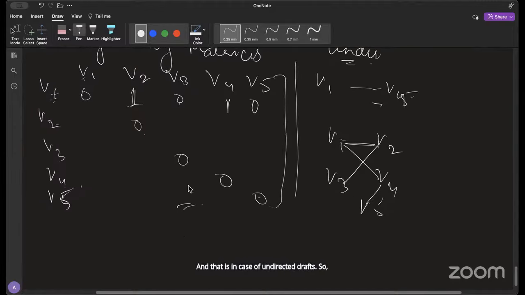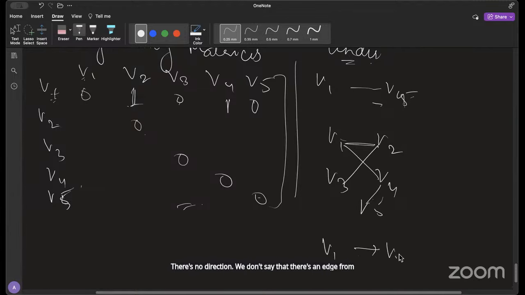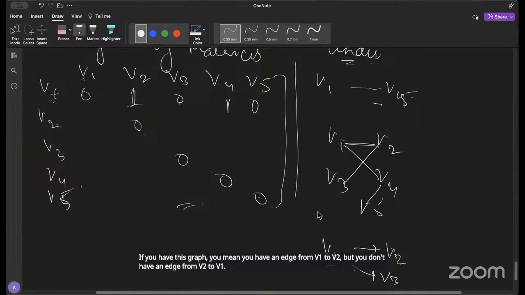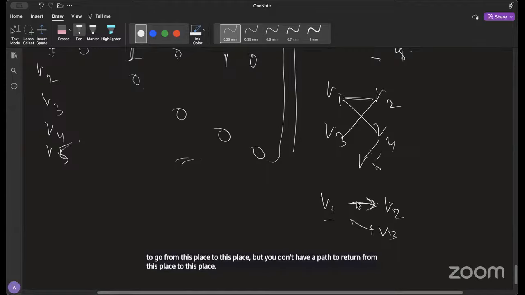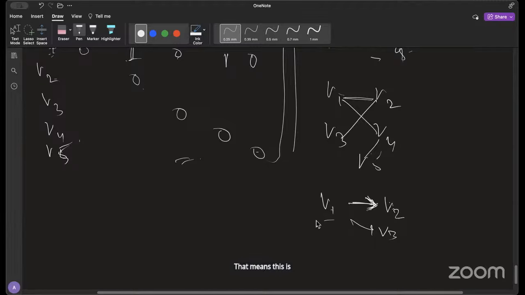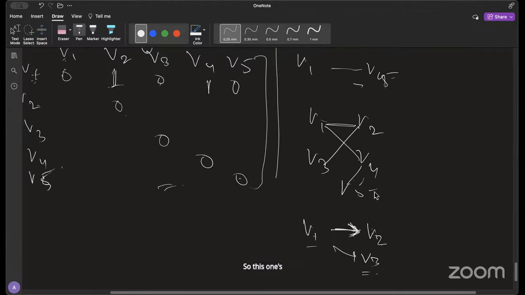In undirected graphs, if I have an edge from V1 to V2, because there's no direction, we also say there's an edge from V2 to V1. Whereas in a directed graph, you might have an edge from V1 to V2, but not from V2 to V1. Like, let's say there's a one-way path to go from this place to this place, but no path to return. That means this is a directed edge. So this one's a directed case, this one's an undirected case.